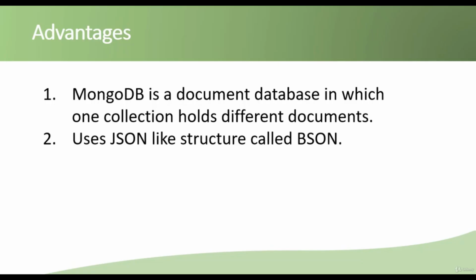After that, it uses a JSON-like structure called BSON. So it uses a structure like JSON, that is key value, but it is not actually JSON, it is BSON. Here B stands for binary, so it is called binary JSON. After that, it uses a key value pair. So it makes our work easier because our data will always be stored in key value pairs. We can access our data using that particular key.